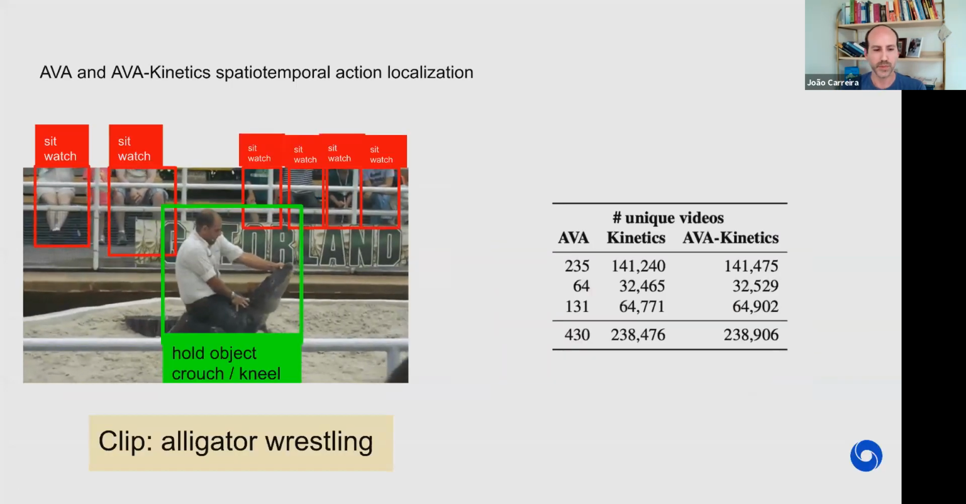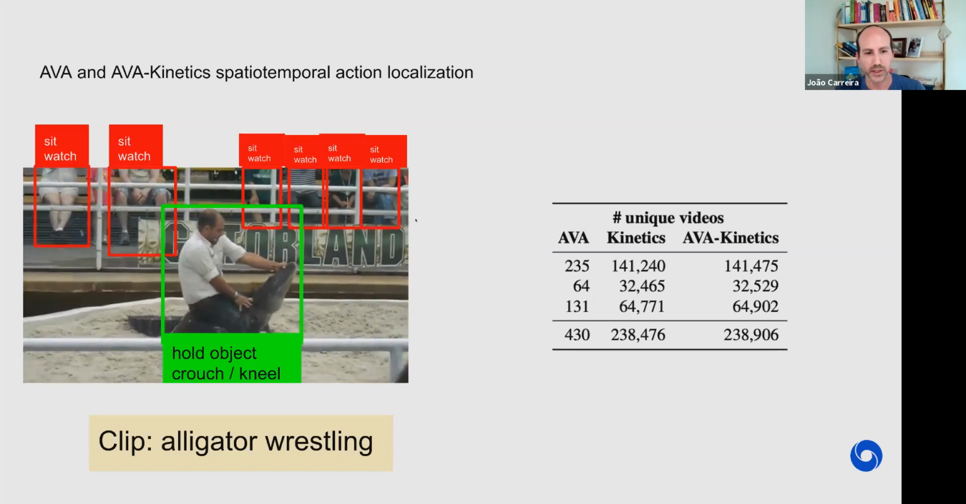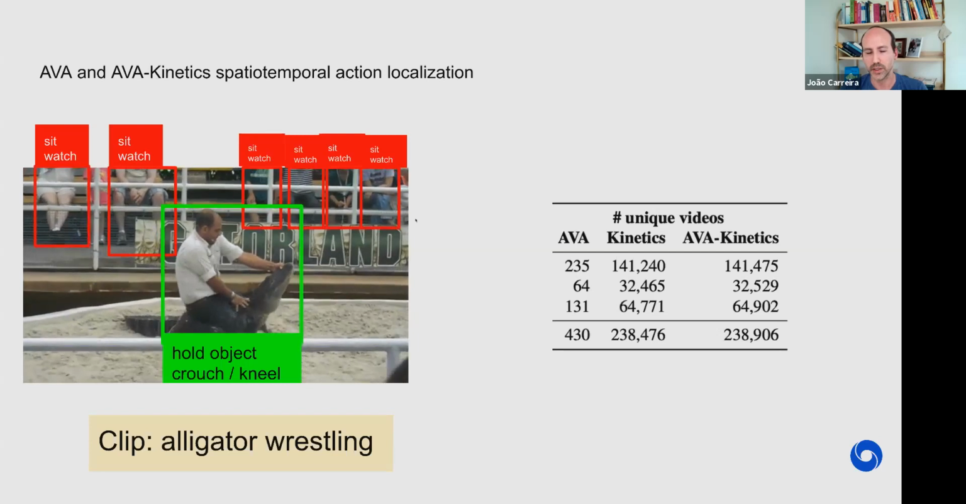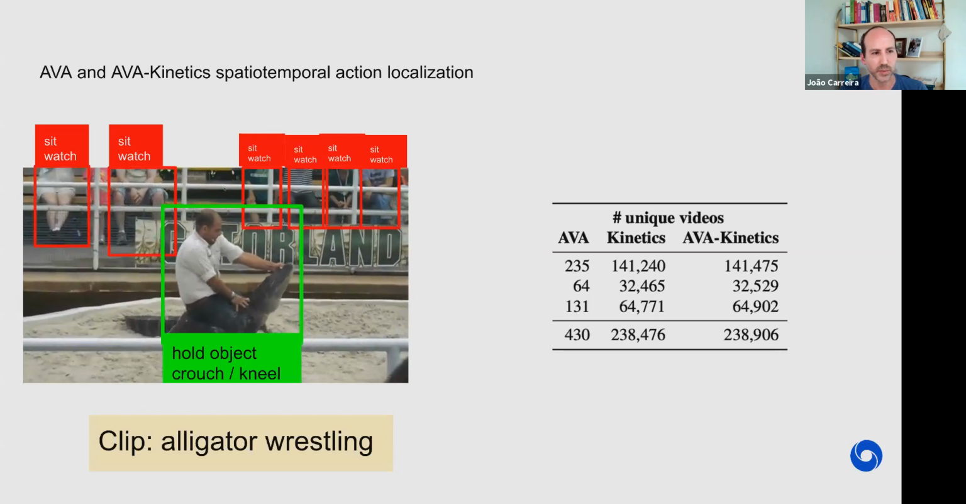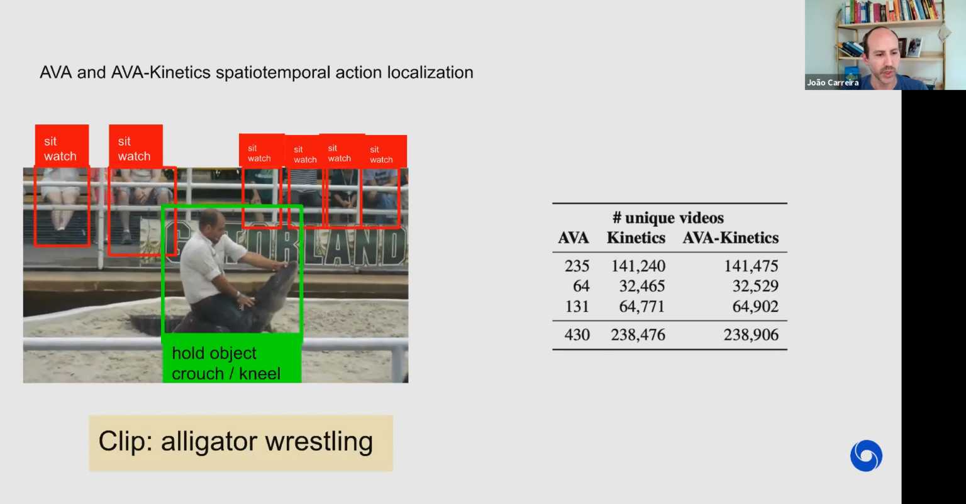Yeah, and the other benchmark we invested time in is AVA Kinetics. The goal there is to go beyond classification and do some spatial temporal action localization. For example, instead of just saying that this is alligator wrestling, we also have boxes around everybody. In this case, some people are sitting and watching, and one person is holding the alligator and crouching. And our contribution there was to add many new videos to the AVA dataset that only had 400.